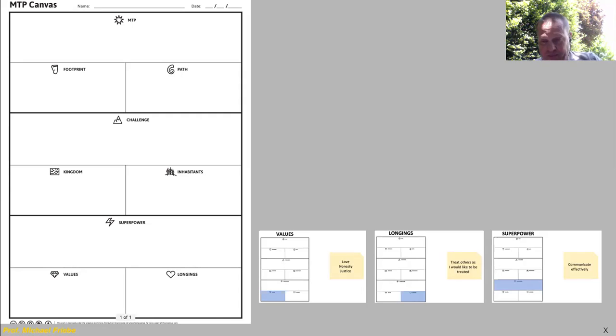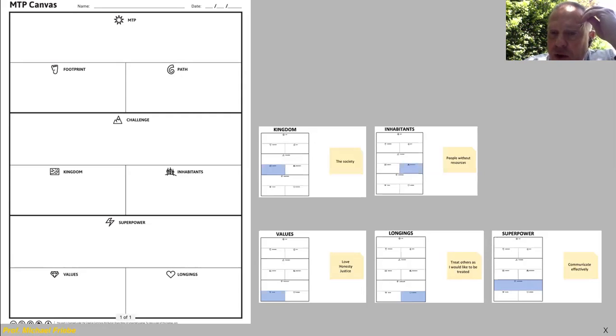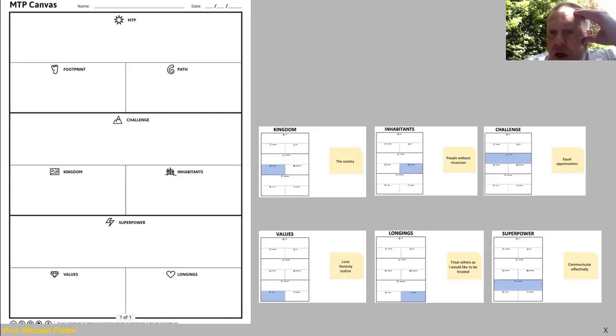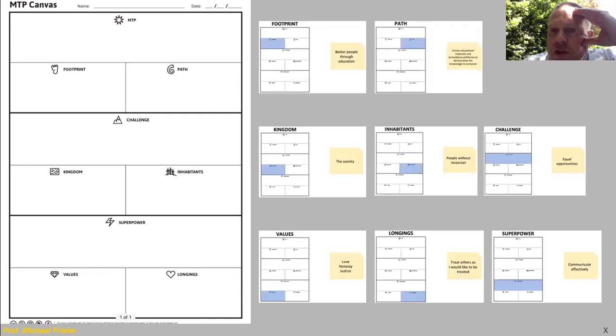My superpower is that I communicate effectively. My kingdom is a society, and the inhabitants of this society are people without resources, so the poor ones. I really want to have as a challenge, or see, that we create equal opportunities. And I want to leave a footprint by actually educating better people, by creating better people through education. And I want to do this by creating education materials and building platforms to democratize knowledge to everyone.